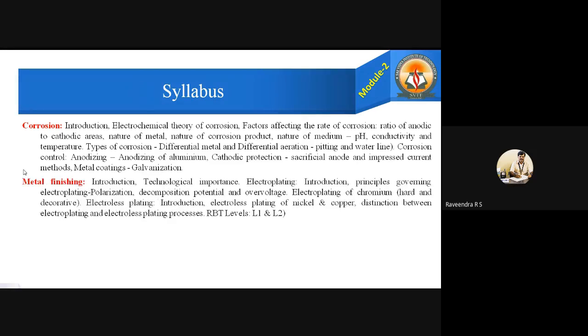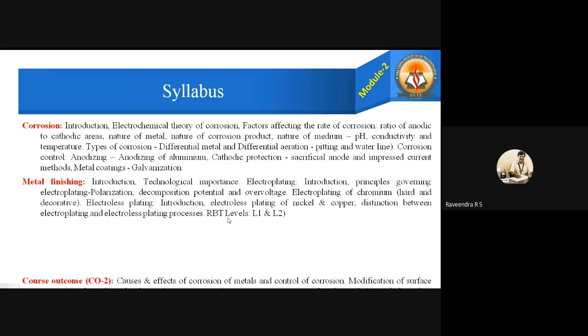Second subunit of the same module, number 2, is metal finishing. In the beginning, we have introduction to the metal finishing, technological importance, electroplating, introduction, principles governing the electroplating, that is polarization, decomposition potential, and over voltage. Electroplating of chromium, that is hard and decorative chromium. Electroless plating, introduction to this, electroless plating of nickel and copper, distinction between the electroplating and electroless plating processes.